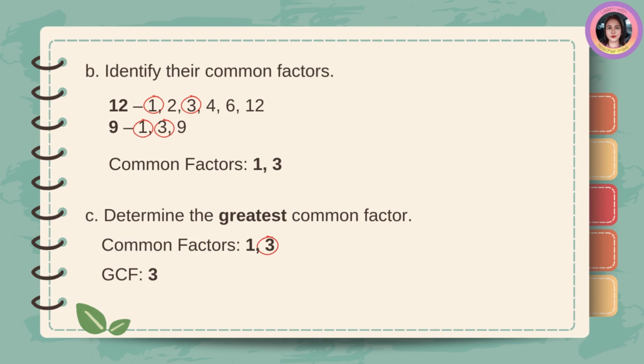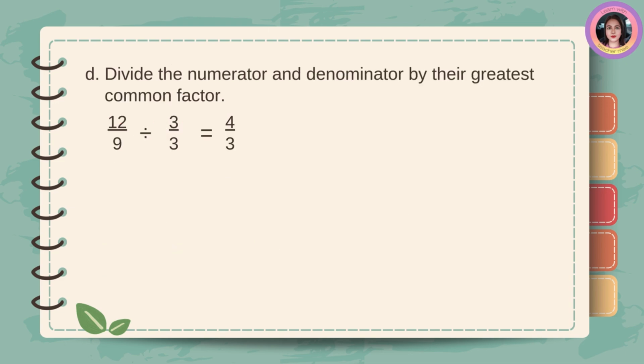Determine the greatest common factor. The common factors are 1 and 3, and the greatest common factor is 3. Divide the numerator and denominator by their greatest common factor. 12/9 divided by 3. 12 divided by 3 is 4. 9 divided by 3 is 3. The answer is 4/3.